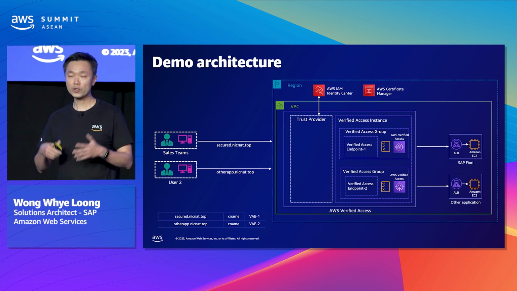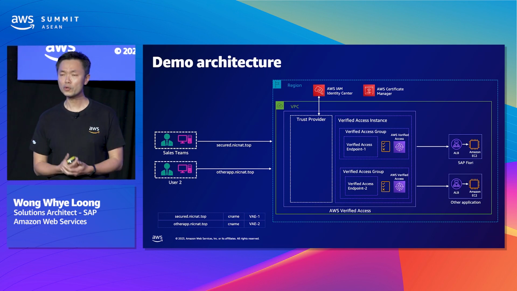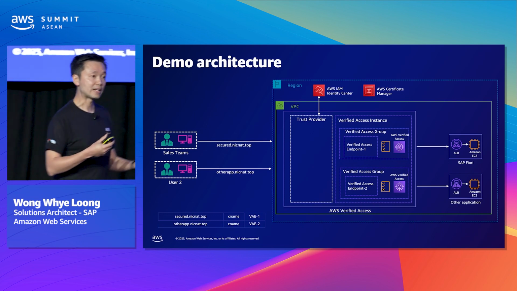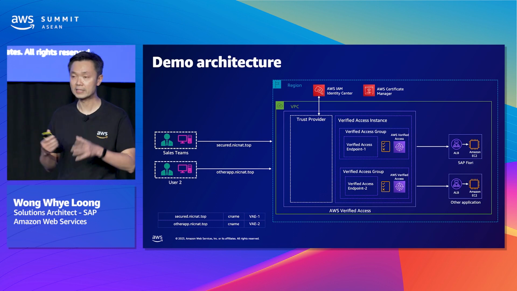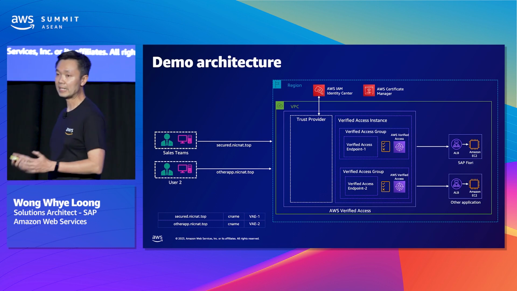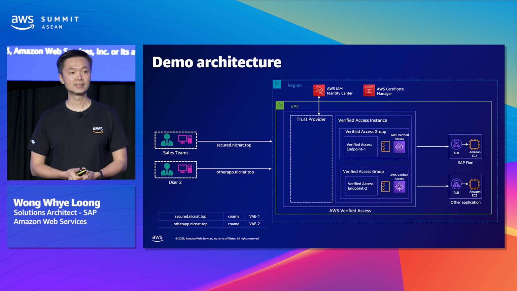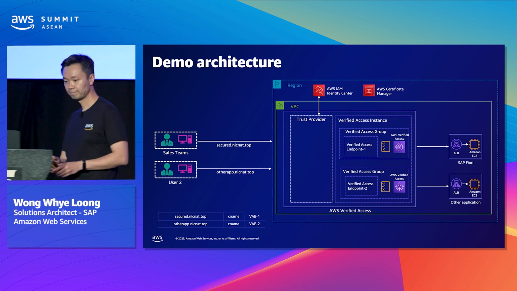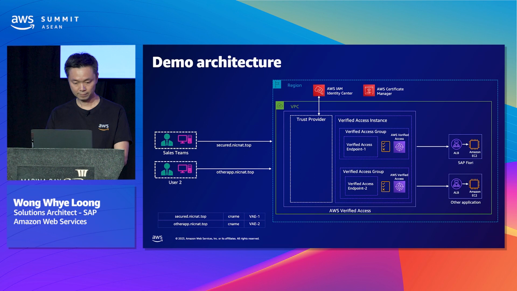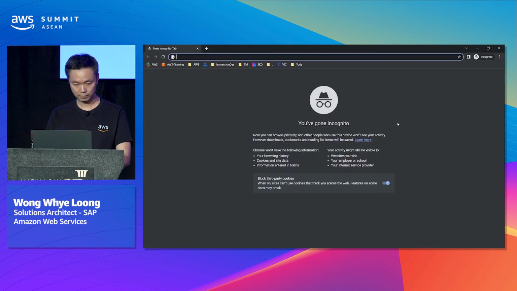In the demo, I'll show you what success looks like. I'll show you the end result first, i.e. we've actually connected my user through AVA into the SAP system located in a private subnet in AWS. And then I'll talk about how we set up AVA to connect into SAP. Okay, so firstly, we've got an incognito browser window, or a private browser window, just showing you how it works.